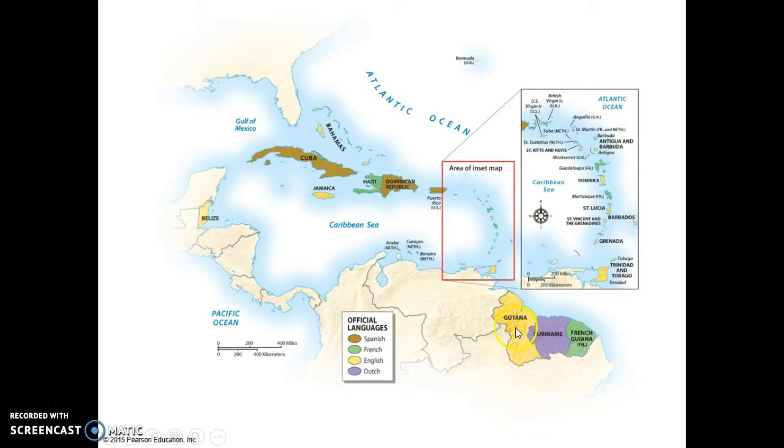Notice here these three, what should I call them, countries and territories. Two of them are countries, one of them is a French territory. Each one speaks a different language. Guyana, English, Suriname, Dutch, French Guyana, French. And you find that variation also in the Lesser Antilles.